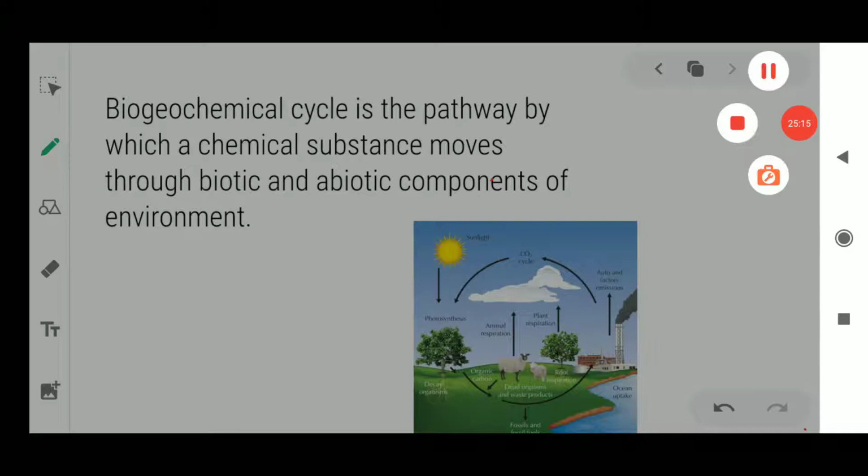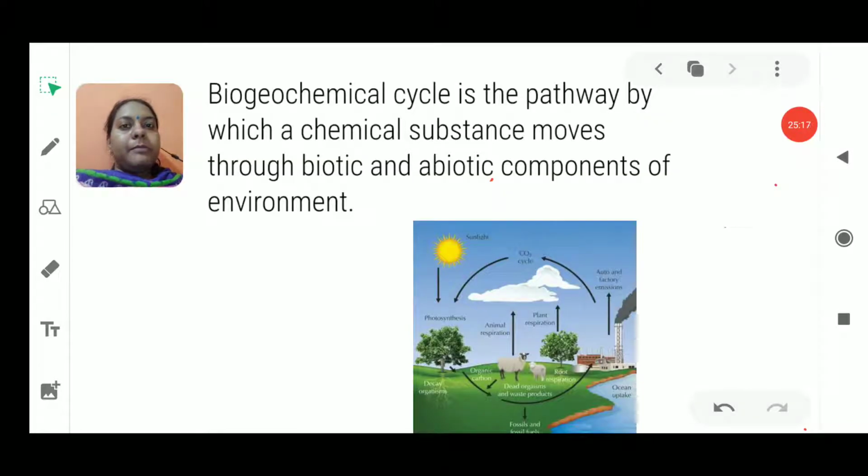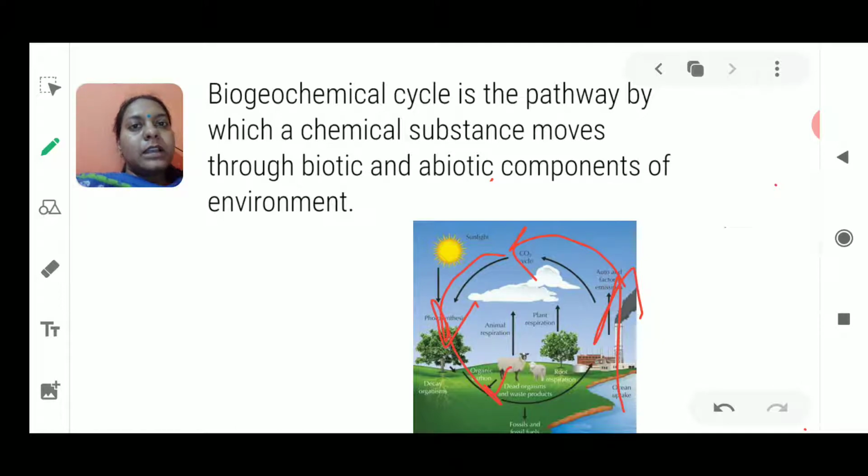Okay, so here one biogeochemical cycle is given. It's the water cycle. I'll just take a simple biogeochemical cycle. The water cycle is, to some extent, also a biogeochemical cycle, where water is going to evaporate, then it is going to be converted in the form of clouds, and again it is going to precipitate, and again it is going to come back in nature.